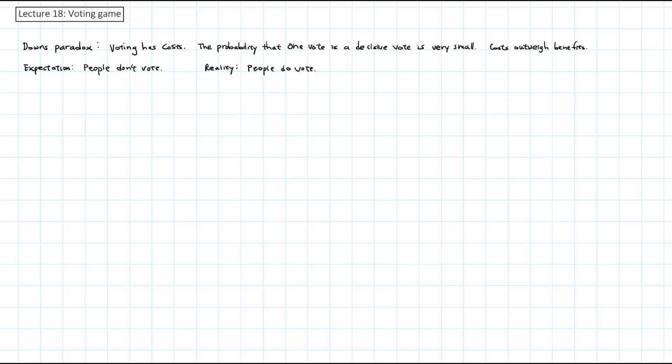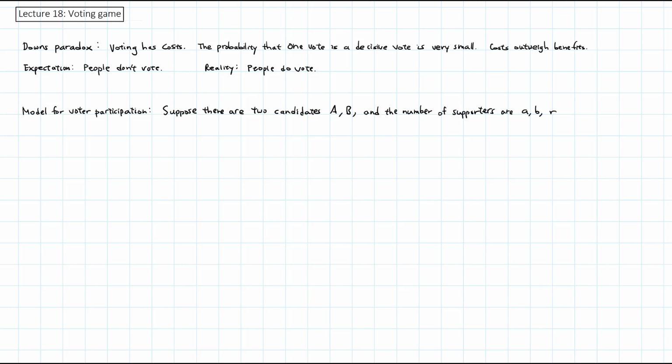Lots of research has been done to try to model this and explain why this is true. Generally, more people tend to vote if there is a close election, and there tend to be two frontrunners that get most of the votes. For us, we will model voter participation in the following way. Suppose there are two candidates A and B, and the number of supporters are A and B respectively. Without loss of generality, we will assume that A is at least B.